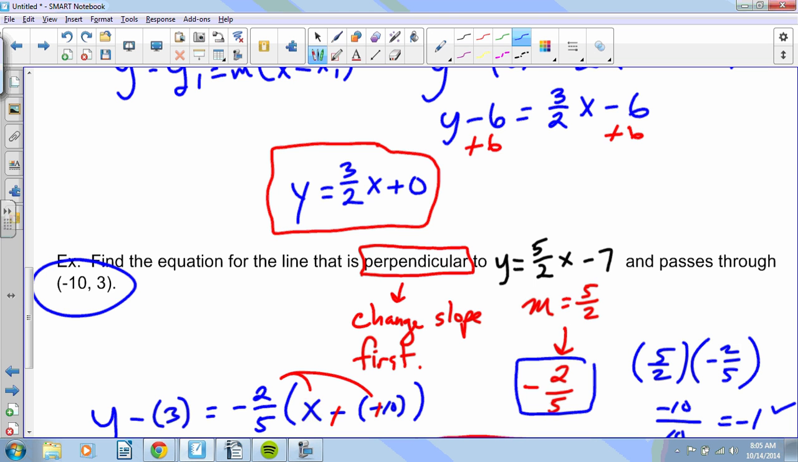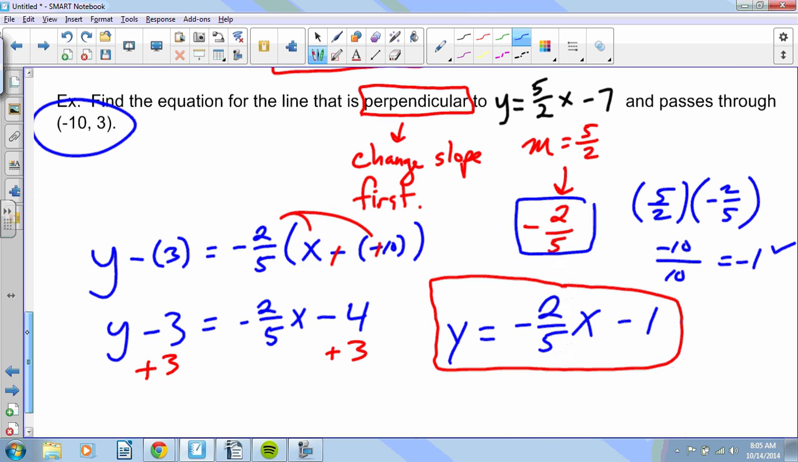If you're not sure whether lines are parallel, find the slope. Solve for y. Put them in slope-intercept form, and then determine whether or not they have the same slopes, or opposite reciprocal slopes. If they're neither, they just intersect. They're not parallel. They're not perpendicular. They just intersect. So if you find lines that have different slopes, but they don't follow this opposite reciprocal part, they just intersect, and there's no real special relationship between them.